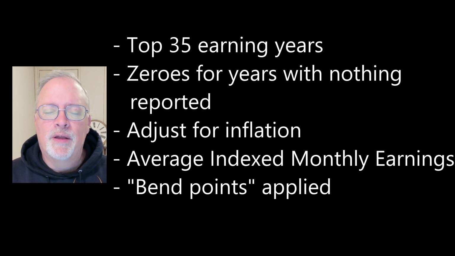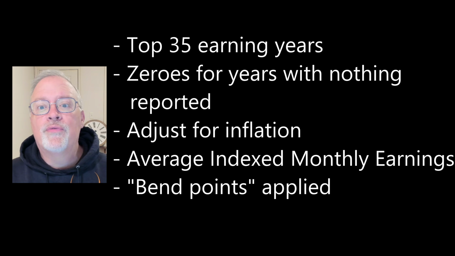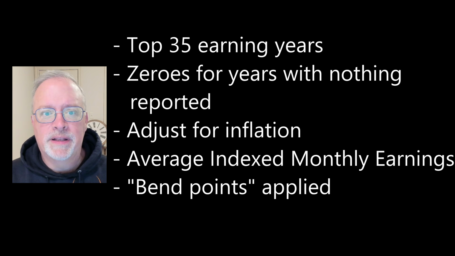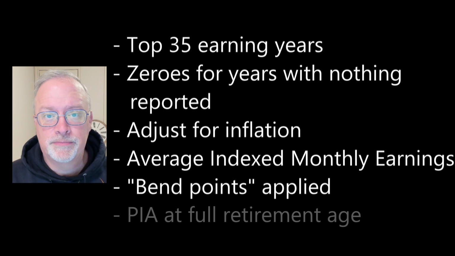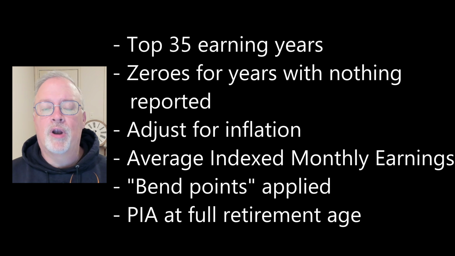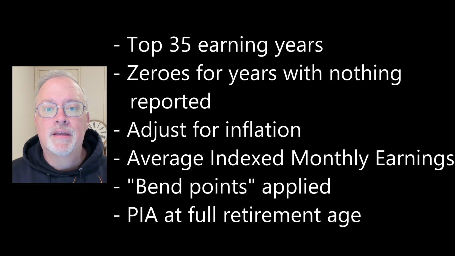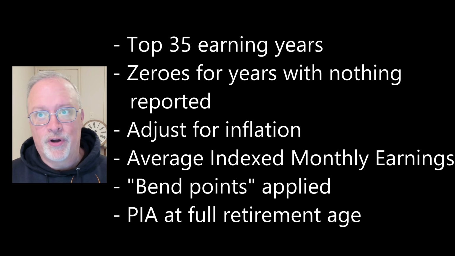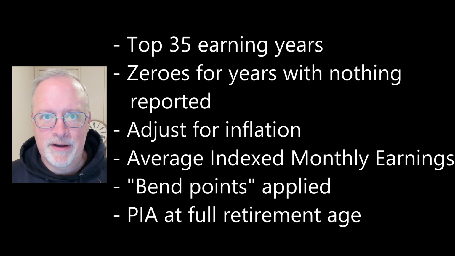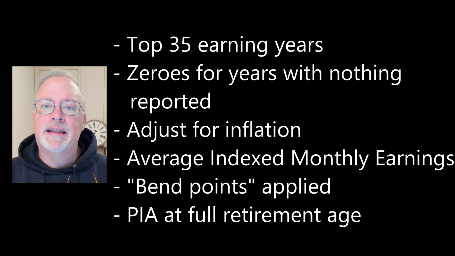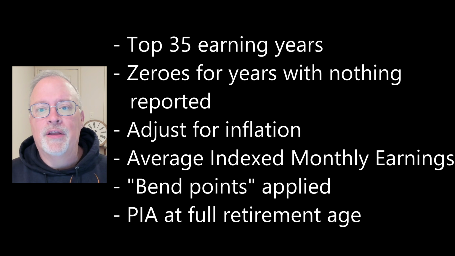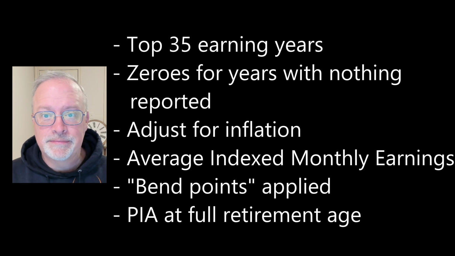And finally, they run that AIME through a formula that features what are called bend points. This formula heavily favors lower income earners, replacing a much higher percentage of their working income compared to higher earners. The final output of this formula gives you your primary insurance amount, or PIA, which is the amount you are entitled to at your full retirement age, or FRA. There are going to be a lot of three-letter acronyms here. For people born 1960 and later, your FRA is 67.